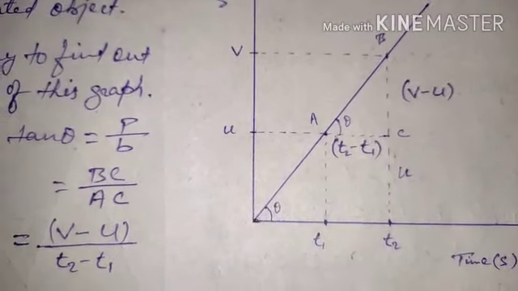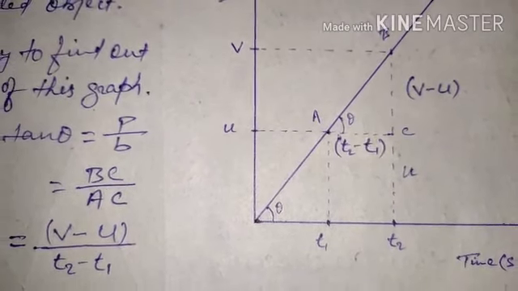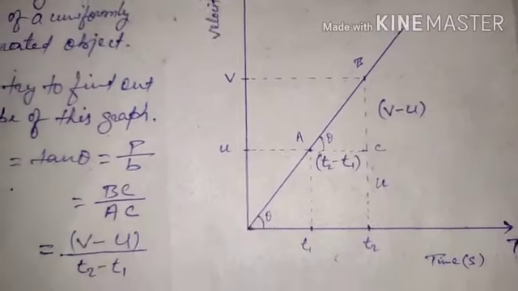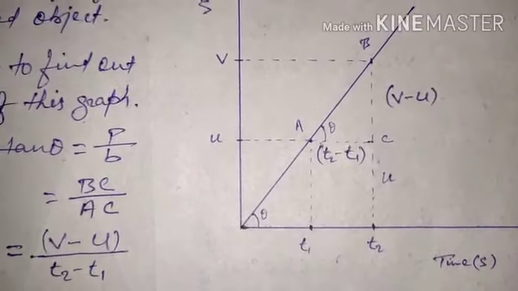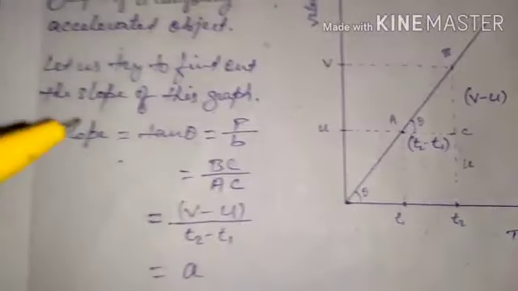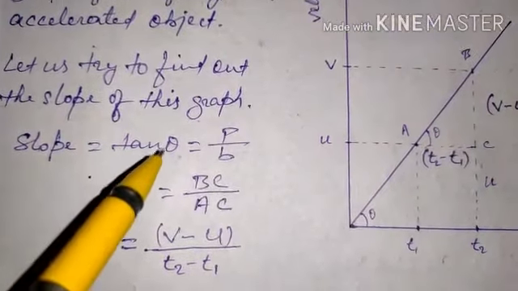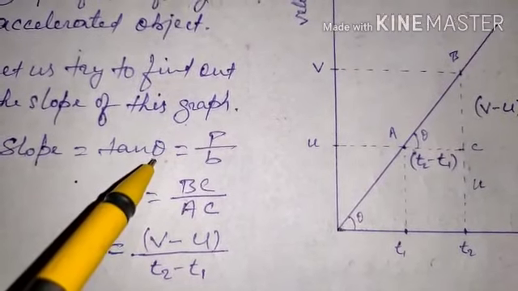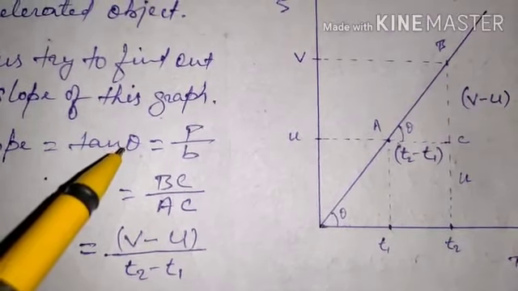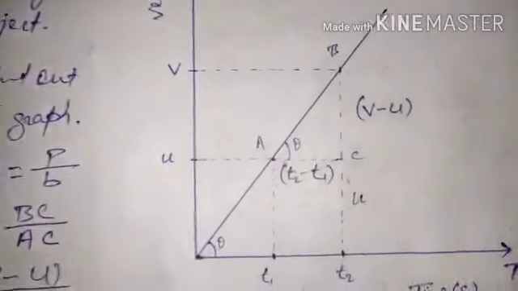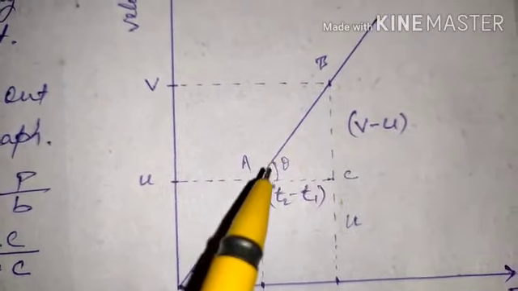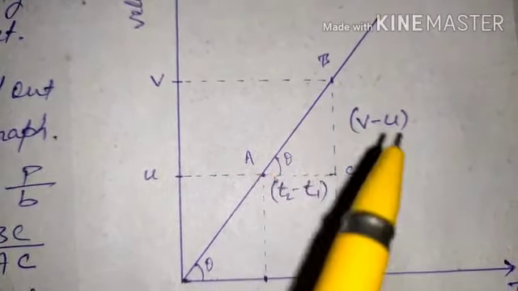And I had earlier also told you that the slope of the graph will be the tan of the angle made by the graph with the positive x-axis. So that only I have taken, the slope is equal to tan theta. Theta is the angle made by the line with the positive x-axis. And now I'm trying to find out this tan theta in this right angle triangle, that is ABC. All of you can see this right angle triangle ABC.